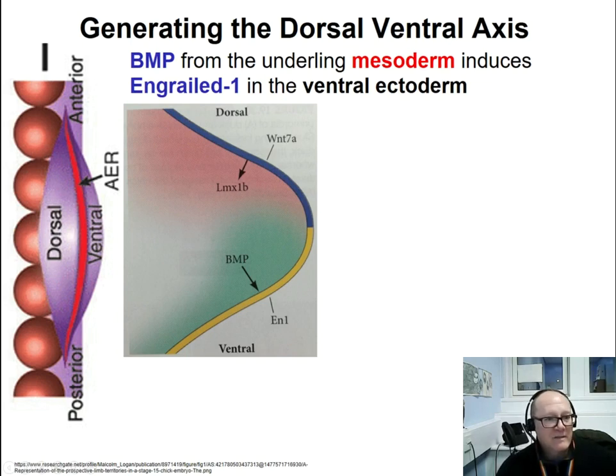This expression of the mesodermal BMP induces the ectoderm expression of Engrailed 1. So the ventral ectoderm expresses Engrailed 1, while the dorsal ectoderm expresses Wnt7. So now we have a formation of two distinct parts between dorsal and ventral: the dorsal ectoderm expressing Wnt7, the ventral ectoderm expressing Engrailed 1, and then a gradient between dorsal and ventral of Lmx1b and BMP.